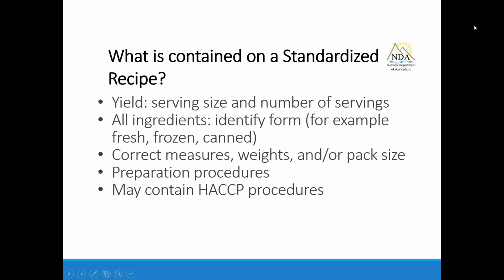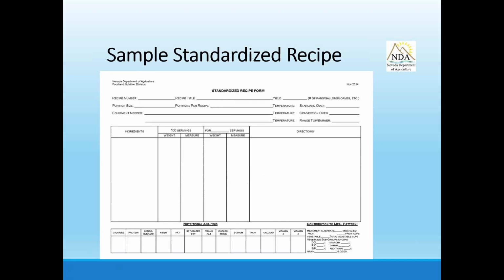So what information must you contain on a standardized recipe? The first item is yield, which would give you the serving size and the number of servings that recipe will produce. You'll need to list all your ingredients identified by form. For example, fresh, frozen, or canned. The correct measurements in terms of weight and or pack size needed to produce the recipe. Preparation procedures. You may also contain any HACCP procedures in the process. Here's an example of a sample standardized recipe.